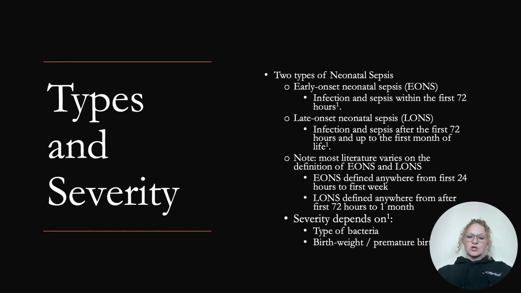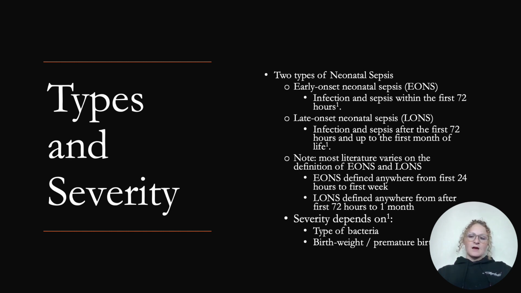Severity really depends on two main factors. These include the types of bacteria, which will be discussed later in this presentation, but also birth weight and premature birth. Premature birth is anything less than 37 weeks of gestation. This early birth can increase the severity of infection because the neonate is generally weaker and its immune system is less likely to be able to fight off the infection.